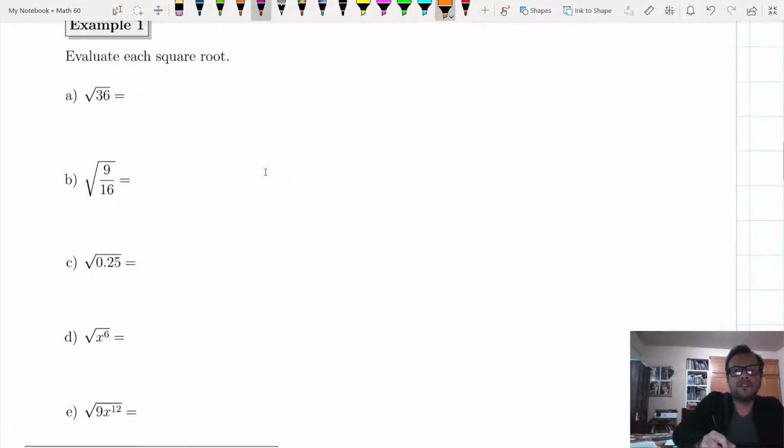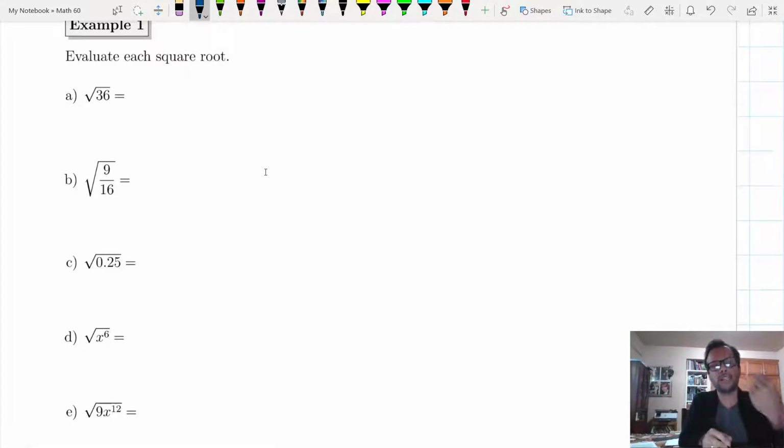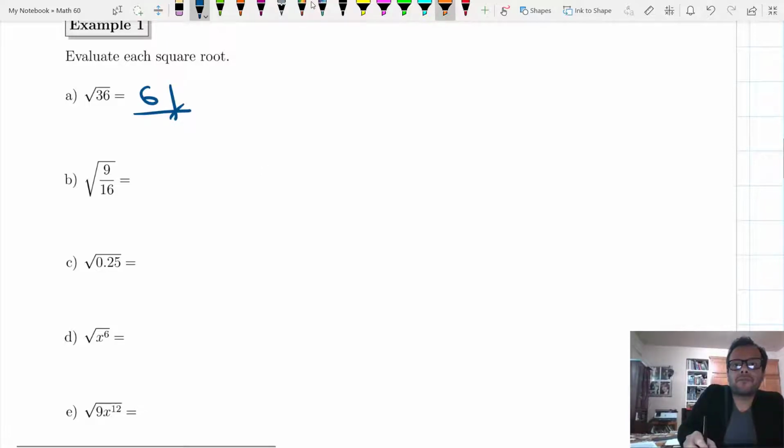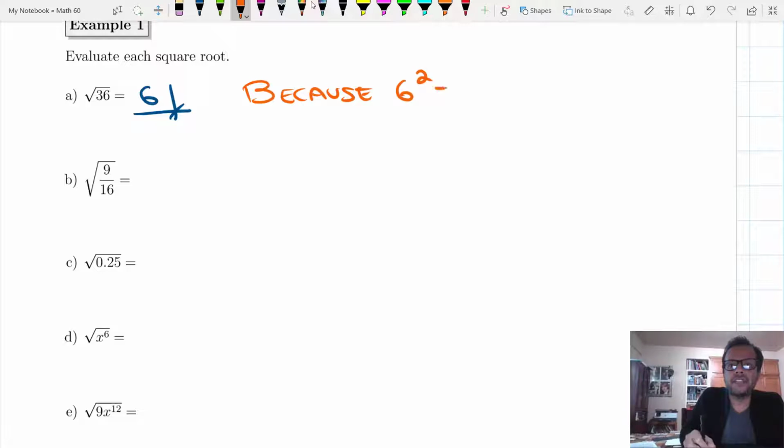So the first example, the square root of 36. In other words, what number squared equals 36? So on the previous page, we were looking at the first few squares. So in this case it is 6, right? The final answer to this is 6. And this is because 6 squared equals 36. All right, that's why.